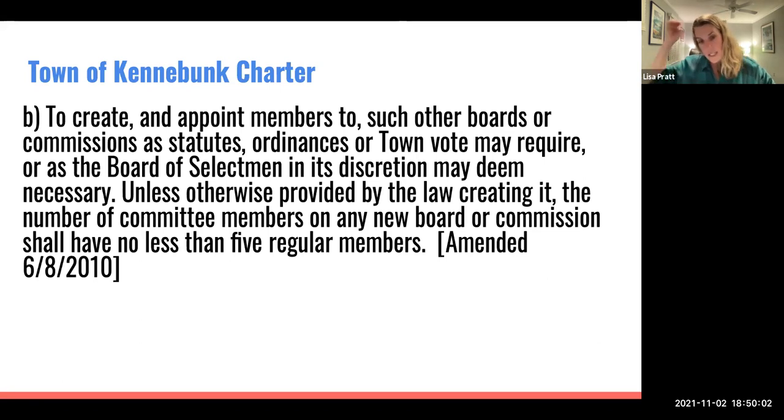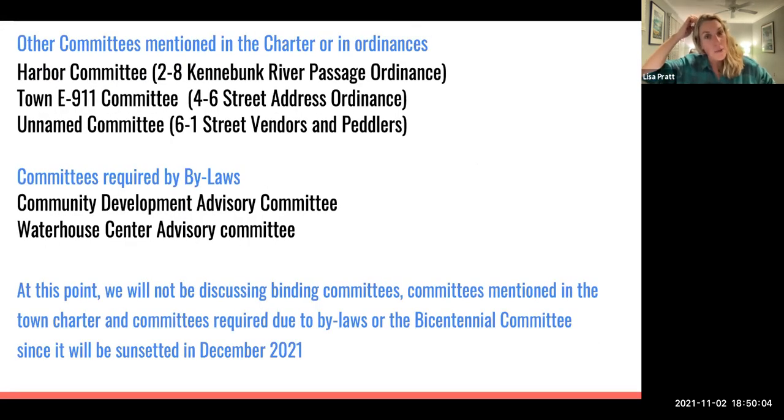All right, next. I stole this from a previous discussion that the select board has had. I'm sure Blake recognizes this, but these are other committees that are mentioned in the charter. There apparently is a harbor committee. There is a vague town committee, an unnamed committee. So these are other things that obviously need to be addressed in the charter.